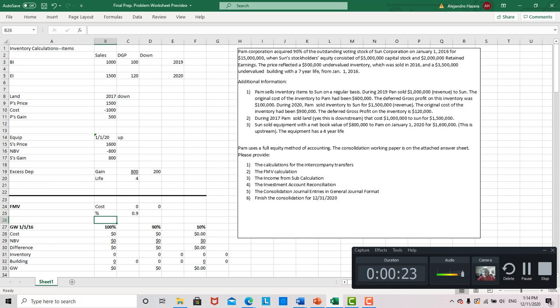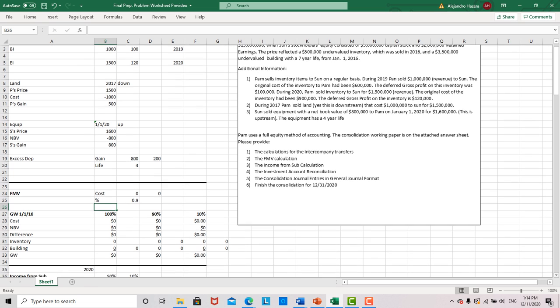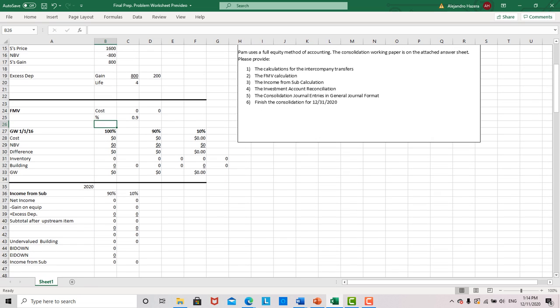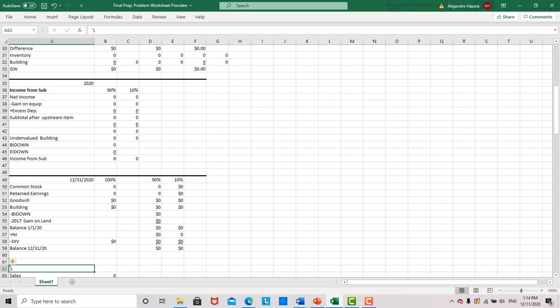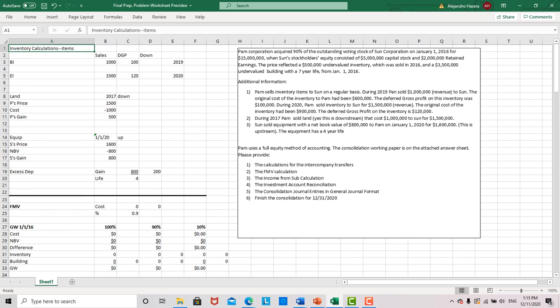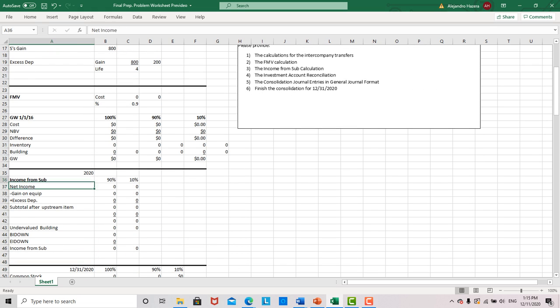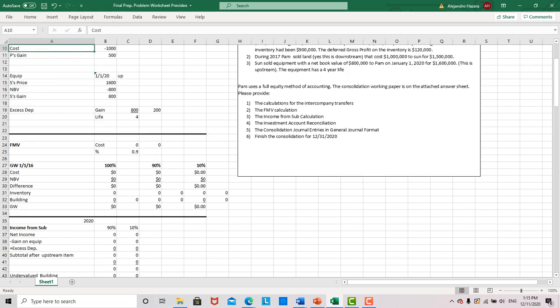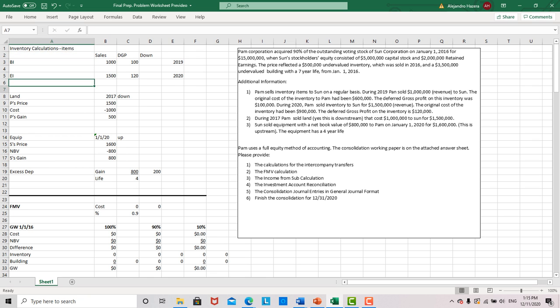In this video, I'm going to do the normal consolidation calculations. It's a 90% acquisition, so we'll do the fair market value first, then the goodwill and the income from sub, and the investment account. Keep in mind that the acquisition took place on 1/1/16. That's when you calculate the goodwill, but the consolidation is for 2020, so it's a fifth-year problem. Keep that in mind, please.